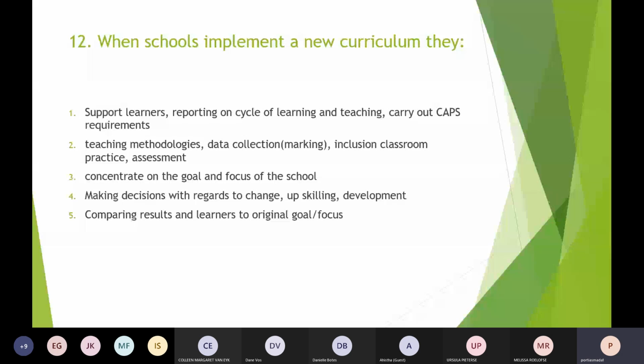Right, this is for when you look at implementing a new curriculum. So what will you take into consideration when you implement a new curriculum? I would think the answer that makes the most sense there is 3. That you focus on the goal, concentrate on the goal and the focus of the school. All right. Thank you, Melissa. Who disagrees with Melissa?